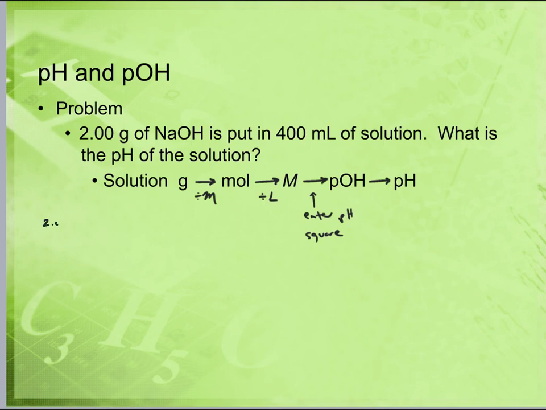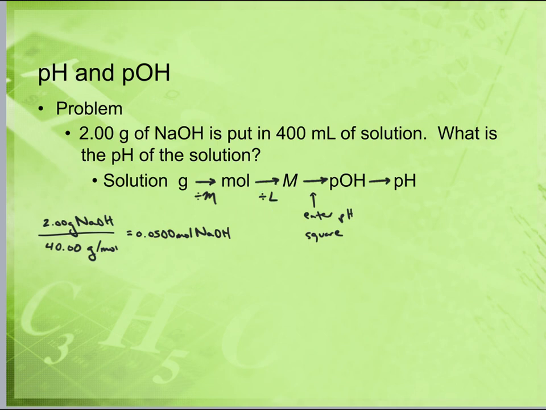I'm starting with 2.00 grams of NaOH. All right. I need to get moles of that. So just simply dividing by molar mass. NaOH is an easy one to remember because it's 40.00. Okay. And that's going to give us, let's see, 2 divided by 40 to 3 significant figures, 0.0500 moles of NaOH.